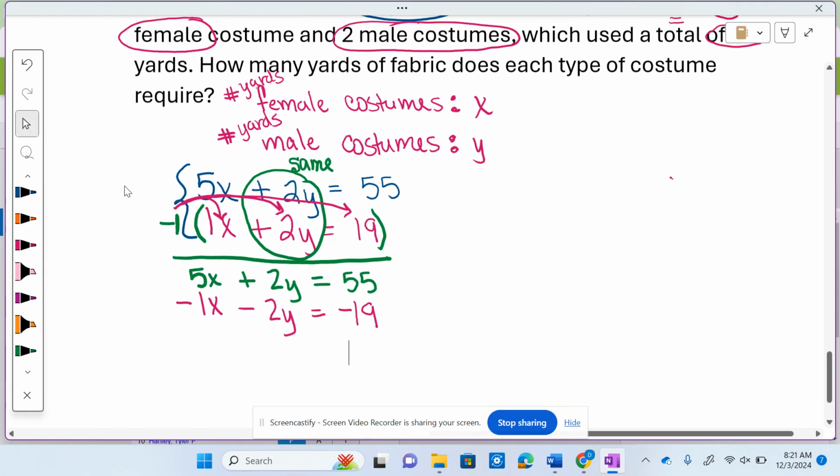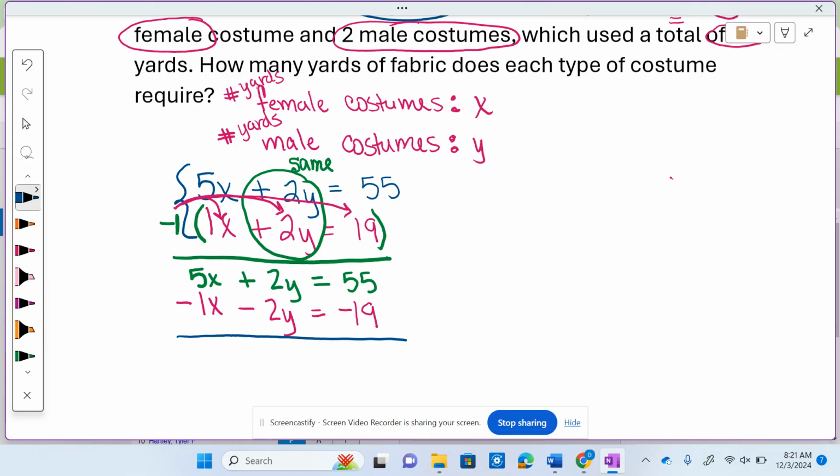So now we have what we're looking for, opposite coefficients. What are our opposite coefficients, Tyler? So I'm going to put a big old circle around them and cross them off, because we know that they're going to cancel out, right? We're going to add everything else together. So, Avery, what is 5x minus 1x? It's 4x. So 4x equals 55 minus 19 is, say it again, 36.